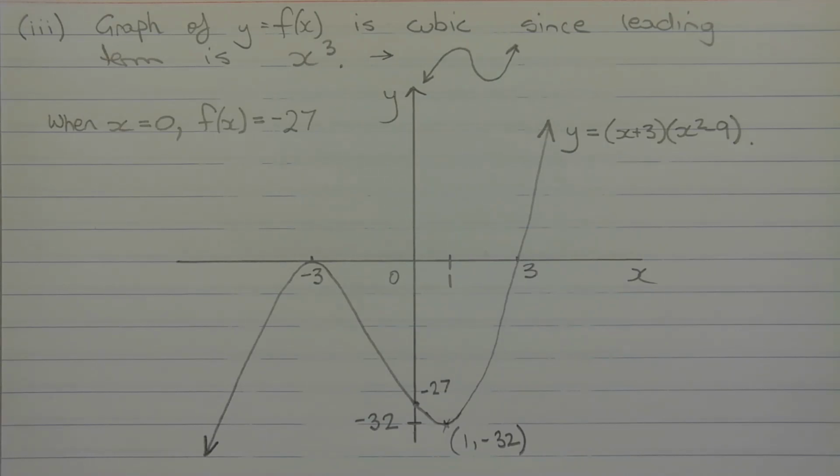Now the y-intercept of this graph we find by letting x equal 0. So f of x in this case is negative 27, and that's shown here on the graph. The x-intercepts of the graph we found in part 1, which is negative 3 and 3. So here is a sketch of the graph of y equals (x plus 3) times (x squared minus 9), showing the two x-intercepts, the y-intercept, and the two stationary points at (negative 3, 0) and (1, negative 32).